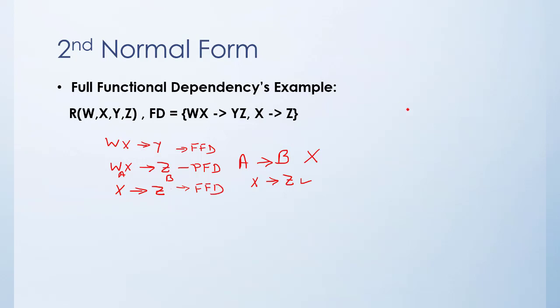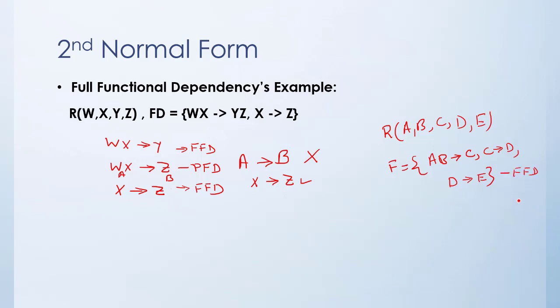Let us take another example. Suppose R is a relation of A, B, C, D and E, and the functional dependency set F is given by AB determines C, C determines D and D determines E. Here, for the functional dependency AB determines C, if we remove A, that functional dependency does not hold. If we remove B, then B determines C does not hold. So here each and every functional dependency is a full functional dependency.